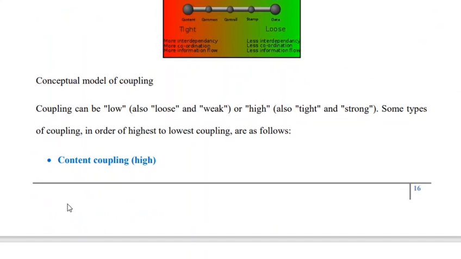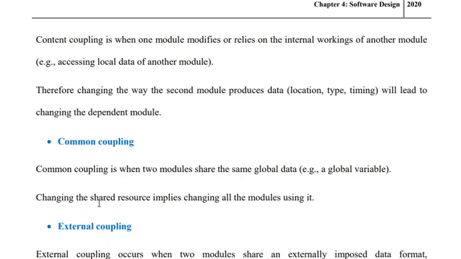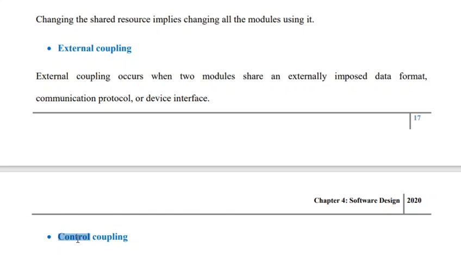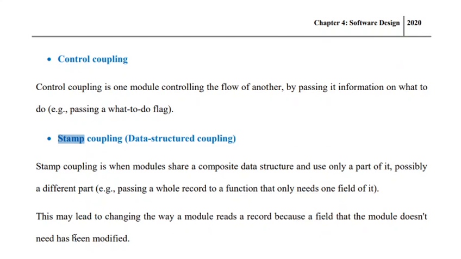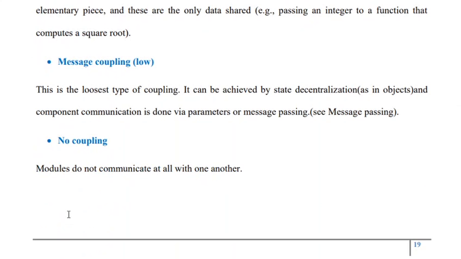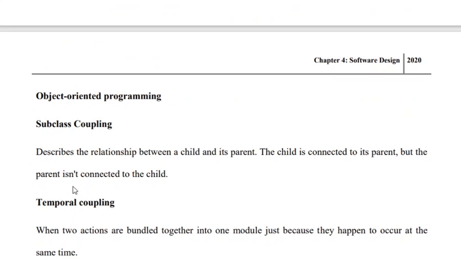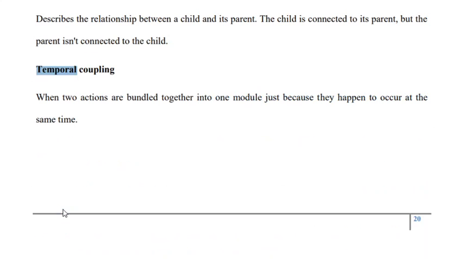Types of coupling. There are different types of coupling. We have content coupling, common coupling, external coupling, control coupling, stamp coupling, data coupling, message coupling, and no coupling. We have subclass coupling in the case of object-oriented programming, and temporal coupling. We'll discuss each coupling in detail.